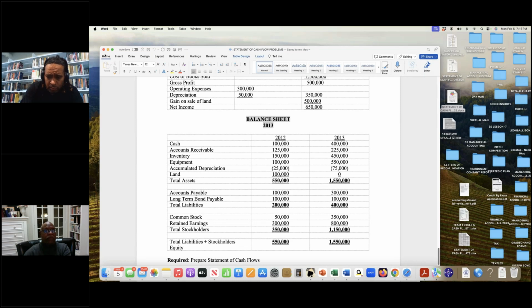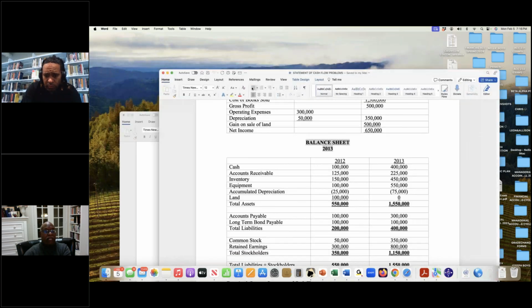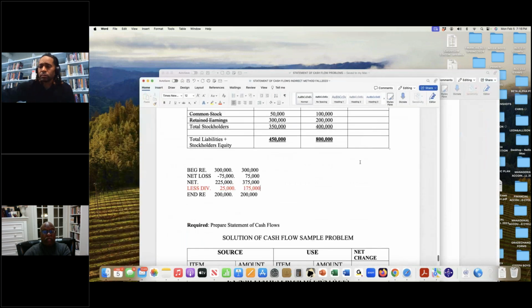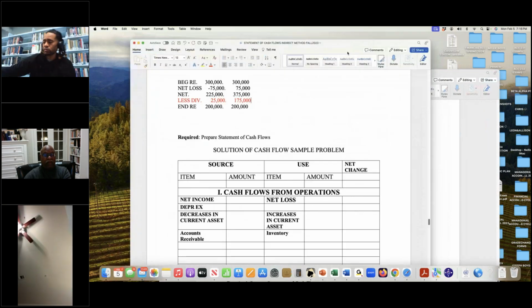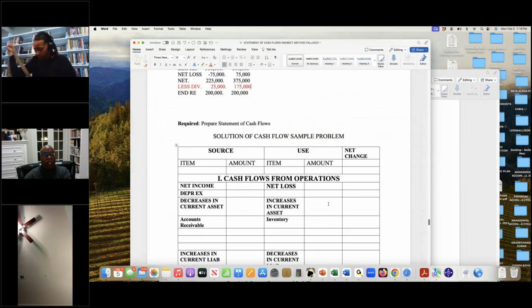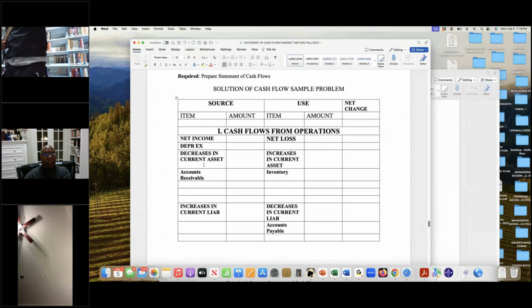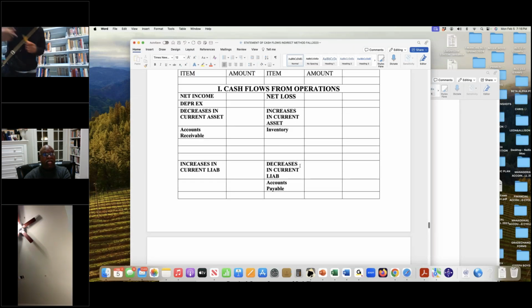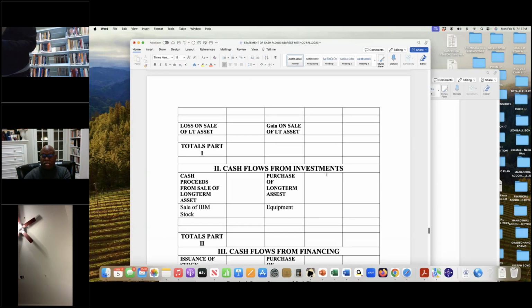So you've got a template, and you're simply working with this template. It's already telling you a decrease in the current assets, which are receivables and inventory, is going to be a source. If they increase, they're a use. It has the liabilities telling you the same thing. If they increase, they're a source. If they decrease, they're a use. It tells you to take out gains and losses on the sale of long-term assets and put the proceeds down here in part 2.